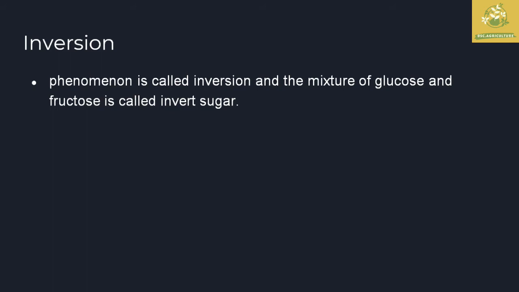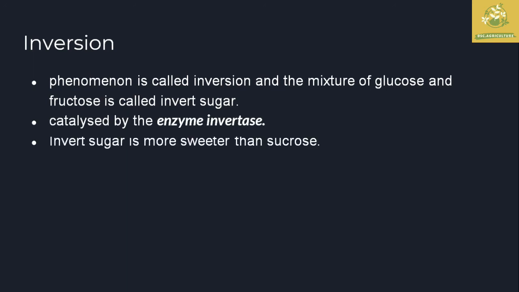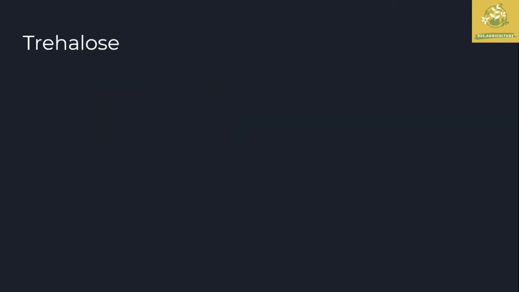The process by which invert sugar is made is known as inversion, which is catalyzed by the enzyme invertase. I have already told you that sucrase is an enzyme, invertase. Invert sugar is sweeter than sucrose, and honey contains plenty of invert sugar.